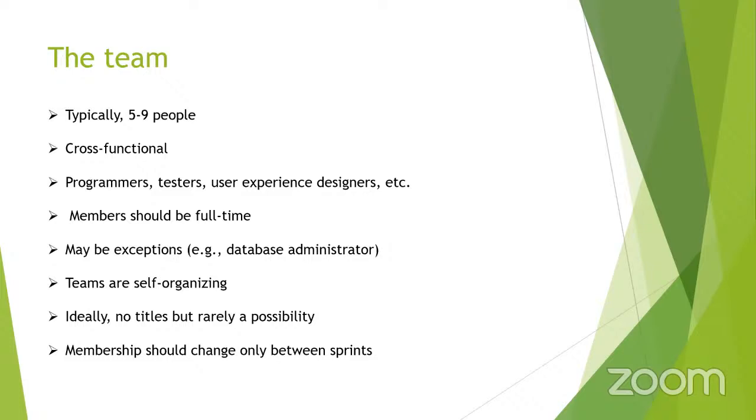And also the team. Typically in Scrum, we have 5 to 9 people, and they are all of different functions. They can be DBAs, developers, testers, and they should be full-time. Generally, that is the expectation. And there are no titles, you can just be a part of the team.